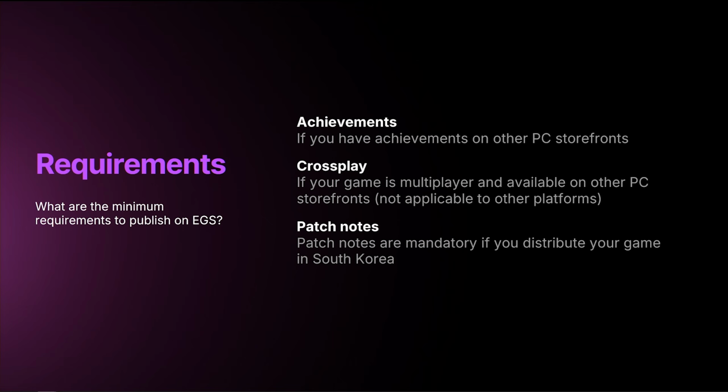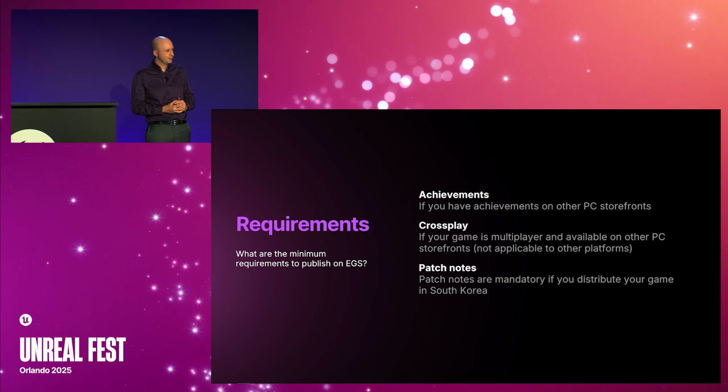So before that, just 3 important points. For putting your game on the Epic Game Store, we have requirements. So that's 3 of the biggest requirements we have, actually. That's first, the achievements. If you have a game that's going to be released on another PC storefront and has achievements, we are asking you to have the same achievements on Epic Game Store, okay?